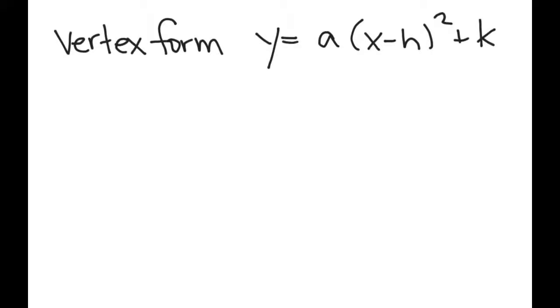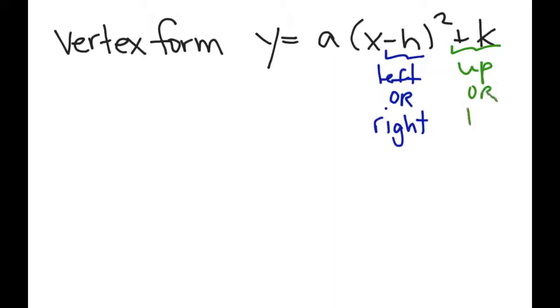Let's put these two shifts together inside of a quadratic equation. We get this thing called vertex form. H is what's going to shift the graph to the left or right. And it depends on if it has a plus sign or a minus sign. And we just learned if it has a minus sign, it's going to the right. And if it has a positive sign, it's going to the left. Outside, the plus k is going to move the graph up or down.